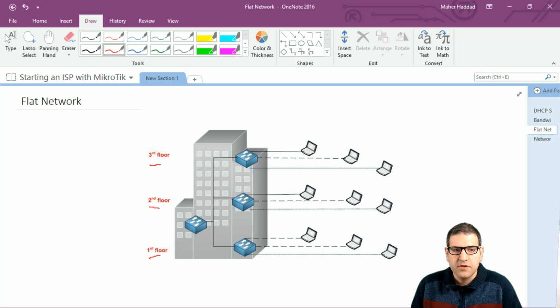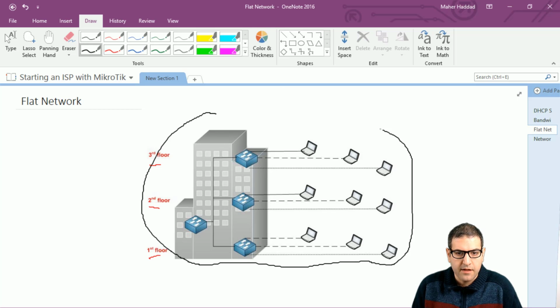Okay, so if we don't use VLAN, this is what we normally call a flat network. Flat network means that we have only one network, which is like you see here. This is the whole network that we have. Okay, and on this network, all computers are able to communicate to each other.